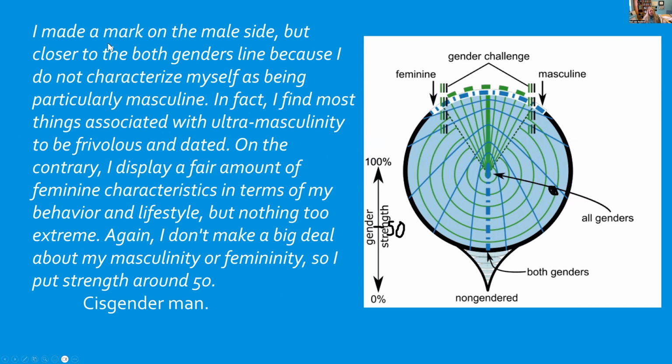So this cisgender man says, I made a mark on the male side because I'm a bit closer to the both genders line because I do not characterize myself as being particularly masculine. In fact, I find most things associated with ultra-masculinity to be frivolous and dated. On the contrary, I display a fair amount of feminine characteristics in terms of my behavior and lifestyle, but nothing too extreme. Again, I don't make a big deal about my masculinity or femininity, so I put strength around 50.